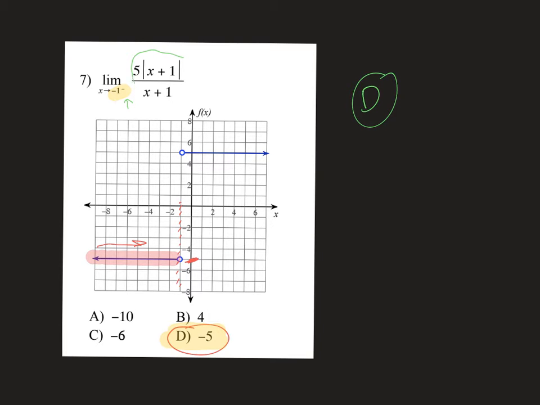We don't even really need to analyze this expression here because we have the graph of the expression. So we just do the left hand, we follow it toward x equals -1, and the y value that we're hitting is right here at y equals -5. So that's letter D for that problem. Let's take a look at one more.